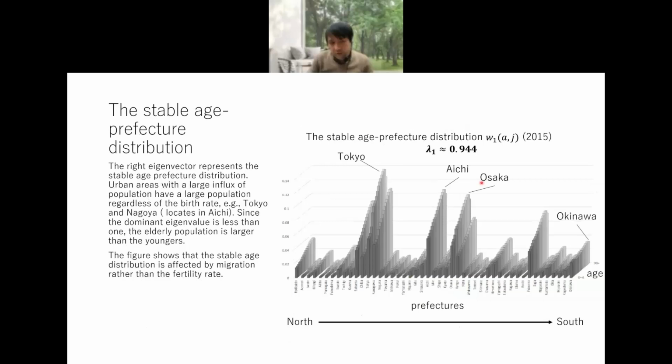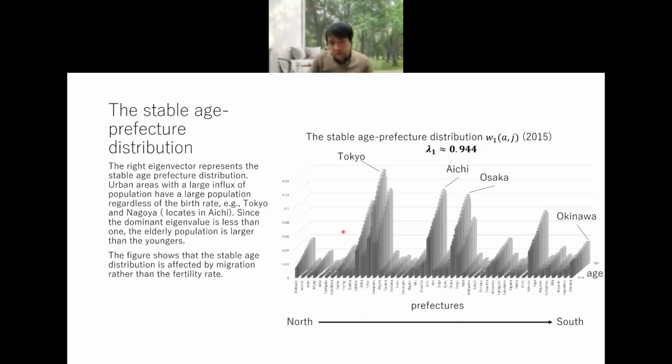And this is a stable age prefecture distribution. If this system continues for a long time, the Japanese population structure converges to this shape. This is a stable age prefecture distribution, which is a right eigenvector corresponding to the dominant eigenvalue. The right eigenvector represents the stable age prefecture distribution.